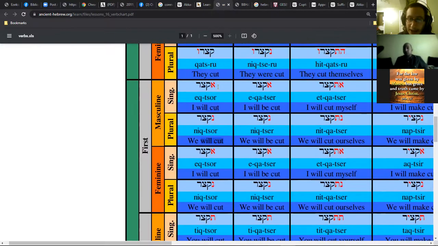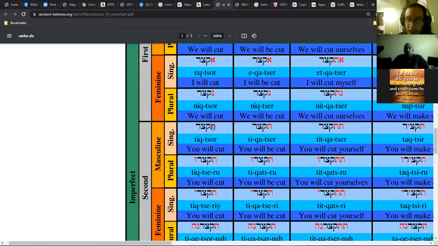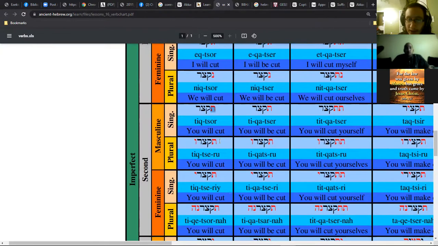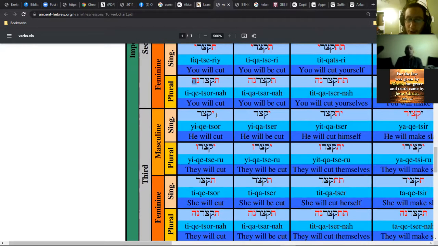So the aleph at the beginning is I, noon is we, then tav at the beginning is you will cut, singular you, masculine. If it's feminine, it's tiktsari, so it's tav at the beginning and yod at the end. Plural for masculine is tav at the beginning with wa at the end. And then feminine plural, tav at the beginning and nun hey at the end. Then you've got third person, he will cut is with a yod at the beginning.